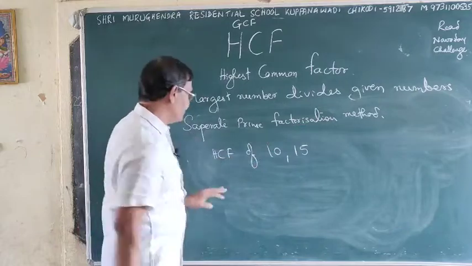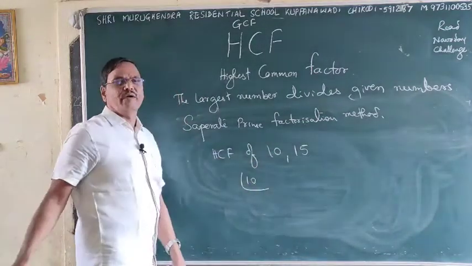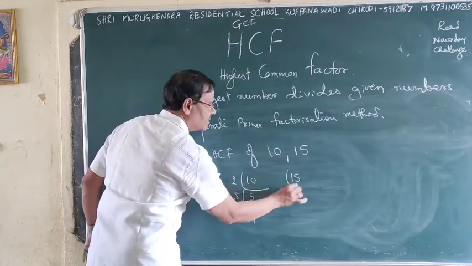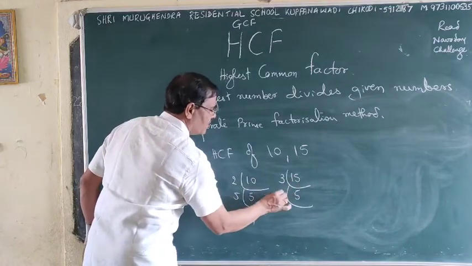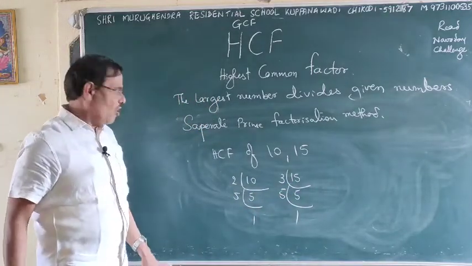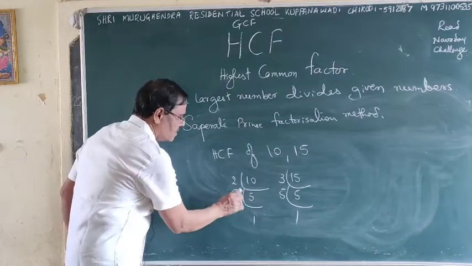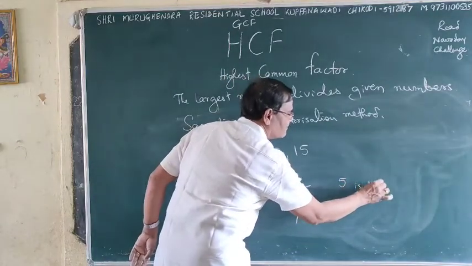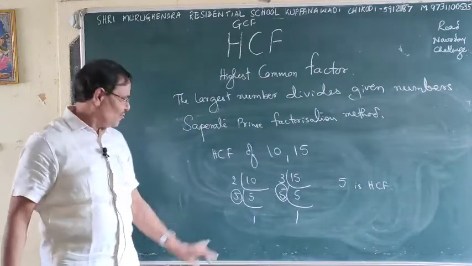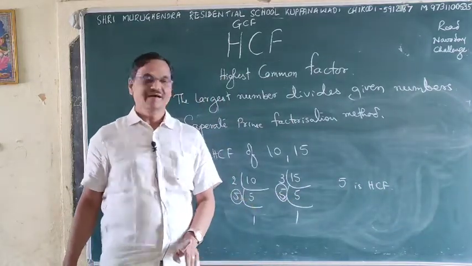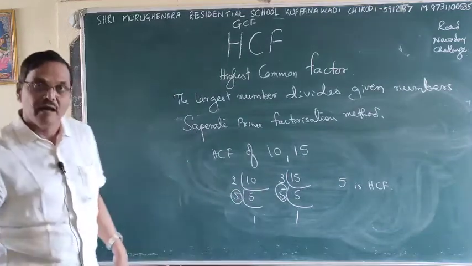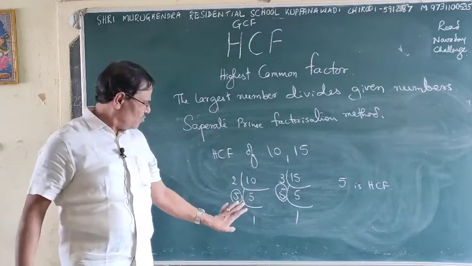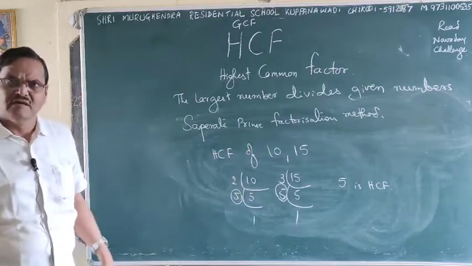Separate prime factorization method. See, we have to find 10's prime factors: 2 5s are 10, 5 1s are 5. 15's: 3 5s are 15, 5 1s are 5. And the common one among these two is 5 itself, which is the HCF. Only the common ones. If two common factors are there, then you have to multiply those two. Here only one came, so the HCF is 5.